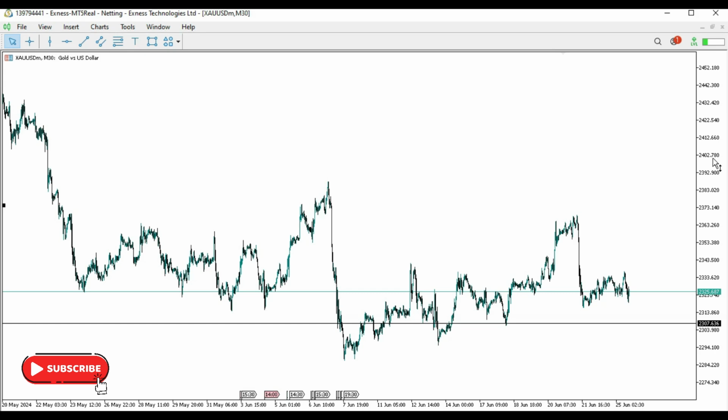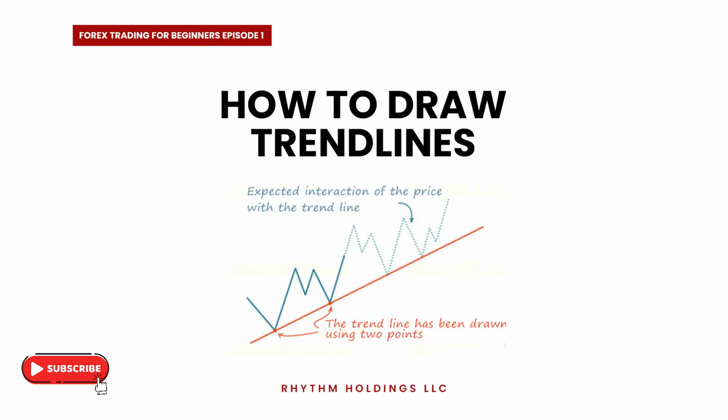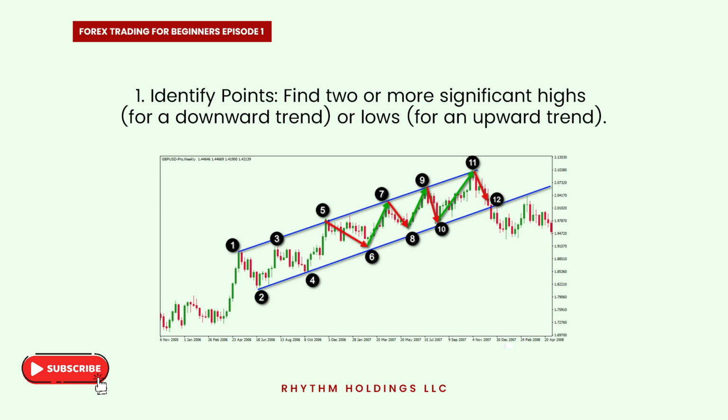In the first example that I gave you, I drew one or two trend lines for you to see, but now we are going to really dive deep into how you can draw a trend line. So for you to draw a perfect trend line that can give you perfect trading opportunities, what you will need to do is to identify your points. You have to identify your points by finding two or more significant highs for a downtrend or lows for an uptrend. So now let's go to the chart again.